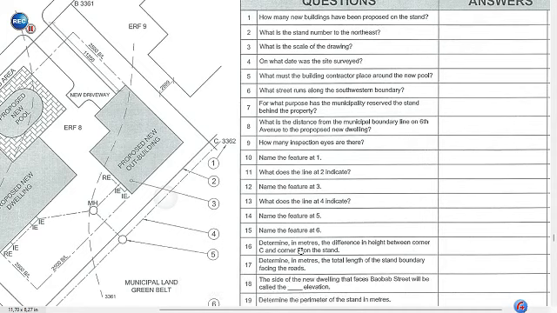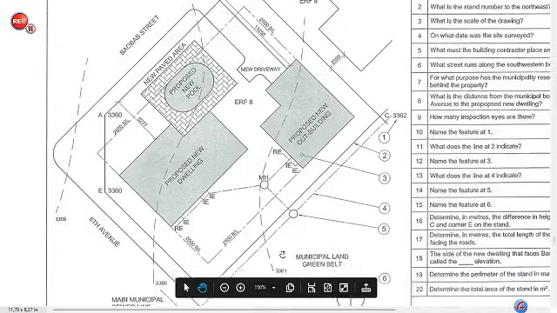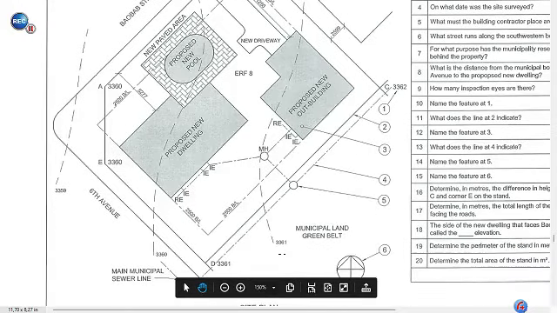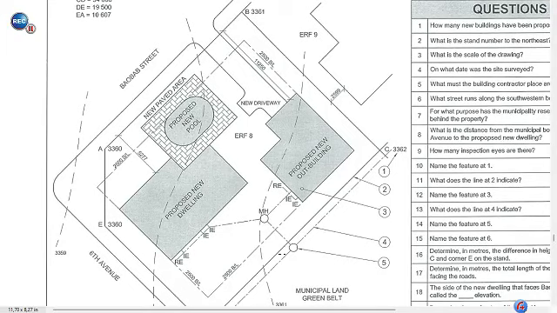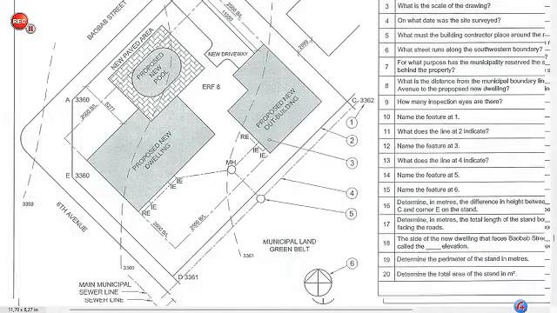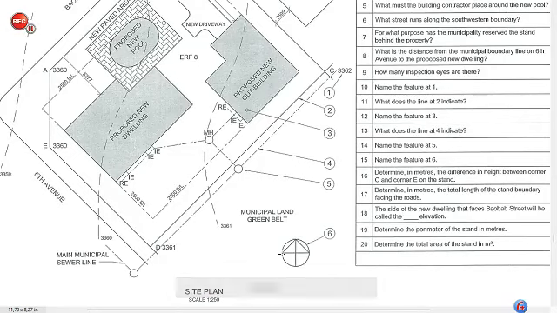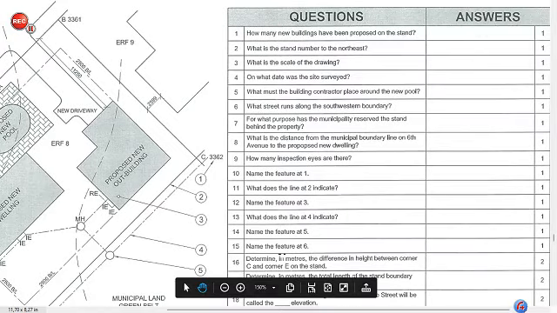Number 7, for what purpose has the municipality reserved the stand behind the property? So if you go and find the stand behind the property, you will find that there are roads that run alongside the specific site, which is 6th Avenue and Bobap Street, and you will have an Erf on your right hand side, and then of course the specific area behind the stand is reserved for a green belt, which is part of the municipal land. So a green belt would be your answer.